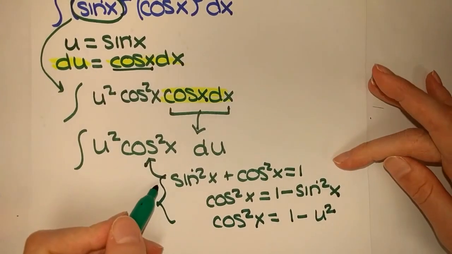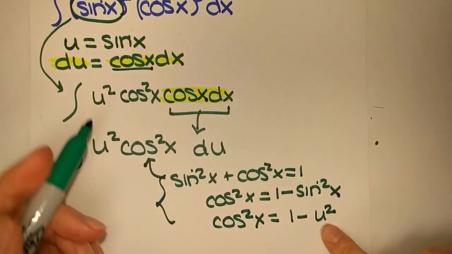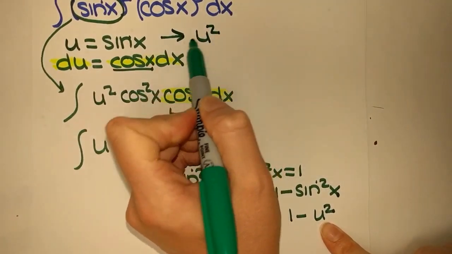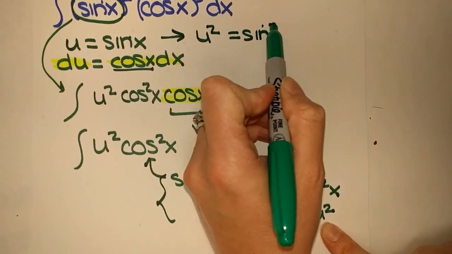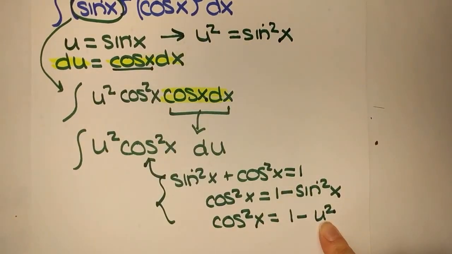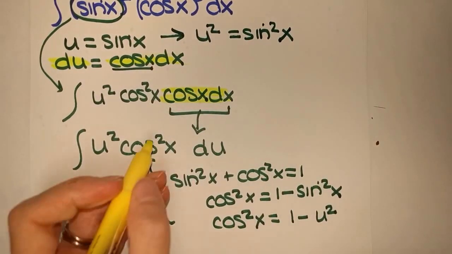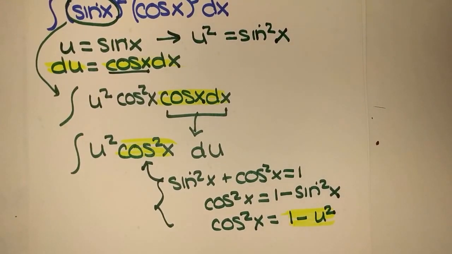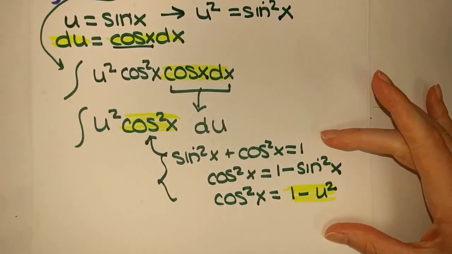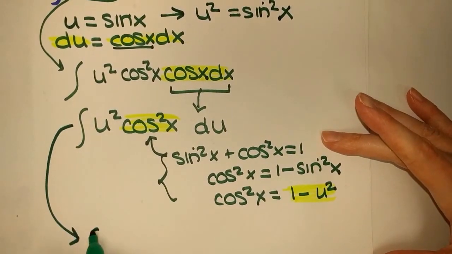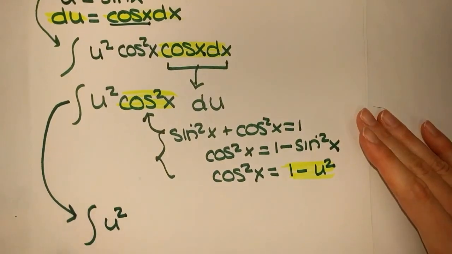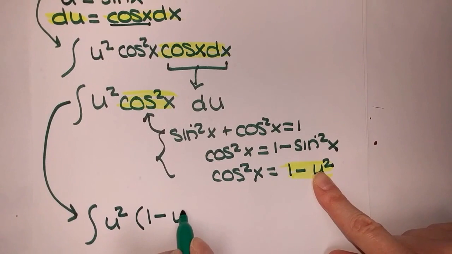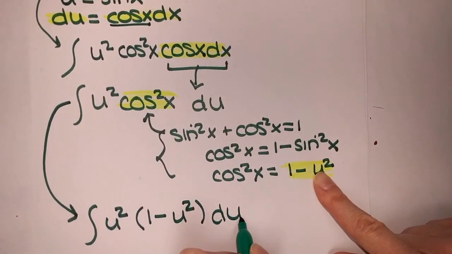So using the hint that they give us, the trig identity, and the fact that u is equal to sine x, that means u squared is sine squared x. That allows us to take this cosine squared x and say that it's equal to 1 minus u squared. So if we take all of that information and go down to our integral, we could write our integral as the integral of u squared, and then in for this cosine squared x, we could put 1 minus u squared, and then the du.